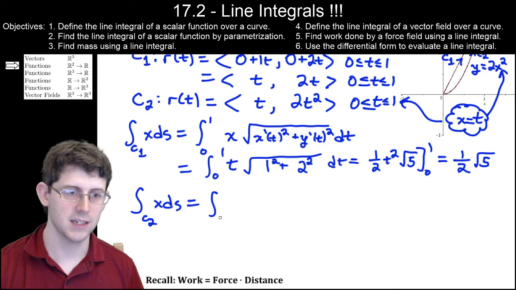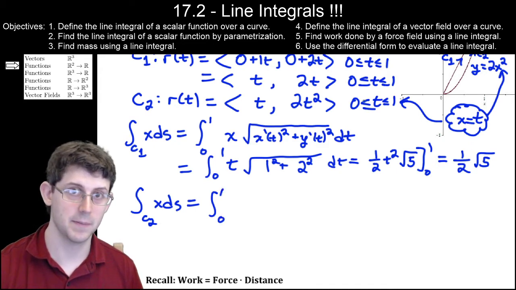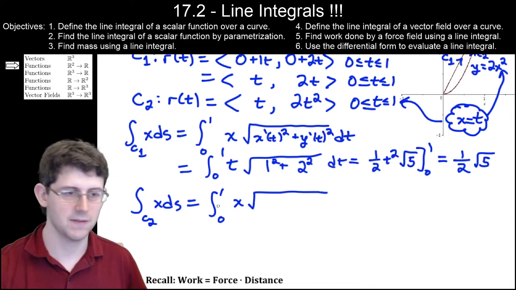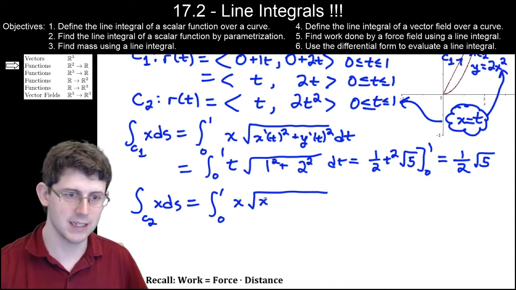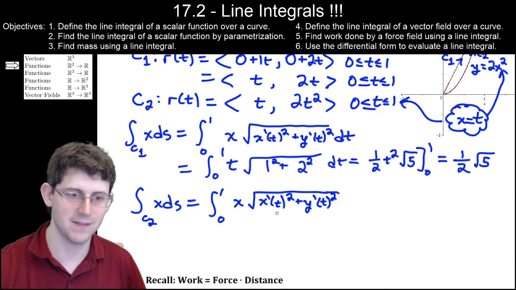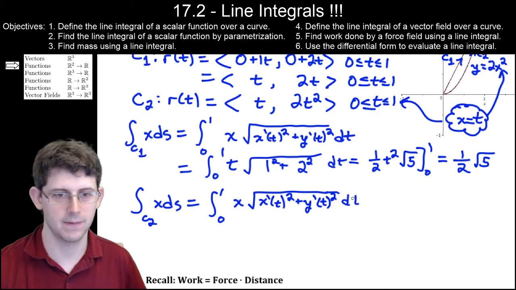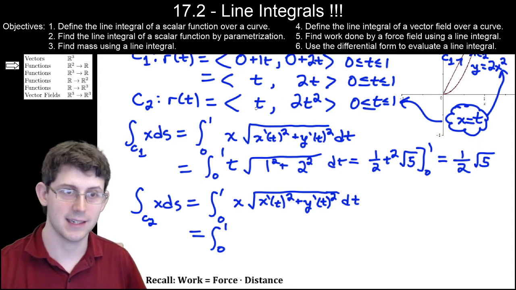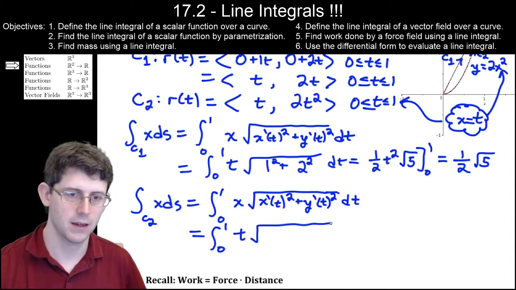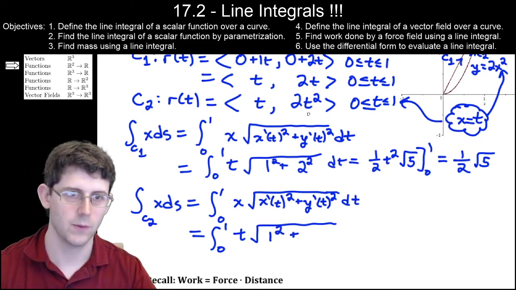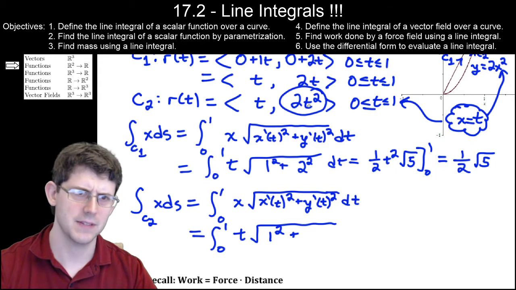Same deal, I'm going to change the bounds into t bounds from my parameterization. Then I'm just going to leave x alone for now, and I'll just translate ds into what ds equals. Because I'm dealing with a function of x and y, I just have x prime and y prime both squared. Then, for this parameterization, what is x? Well, x is t. What's x prime of t? X prime is 1. And what's y prime of t? Oh, y prime of t is 4t.